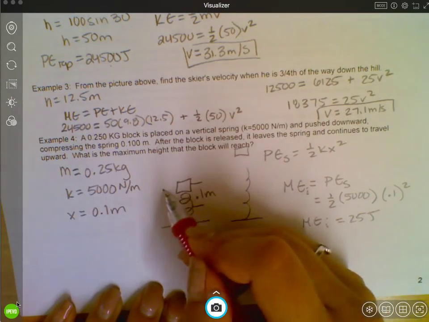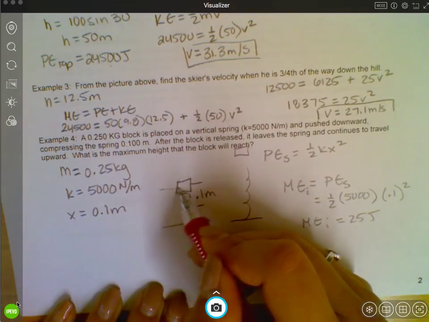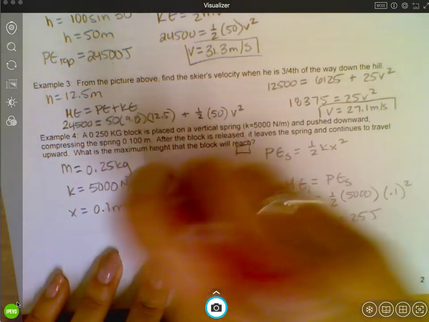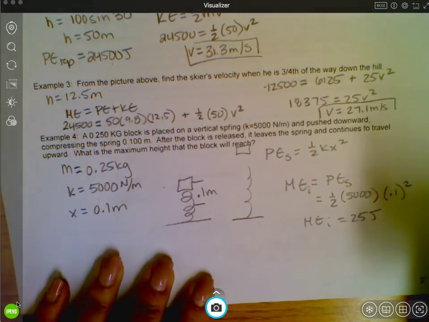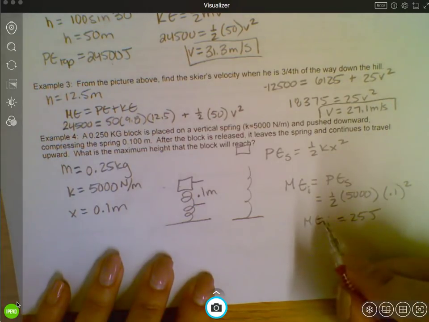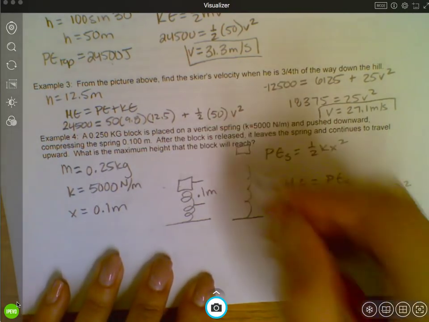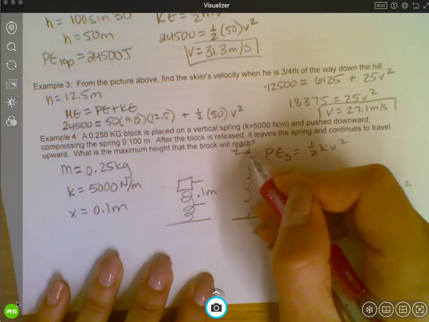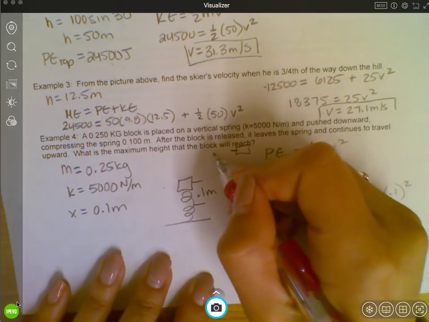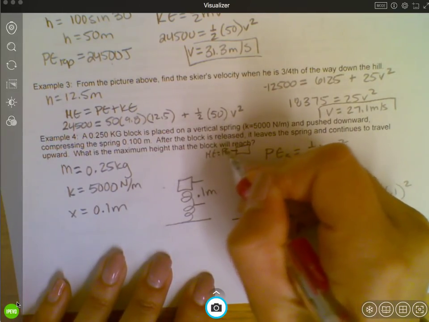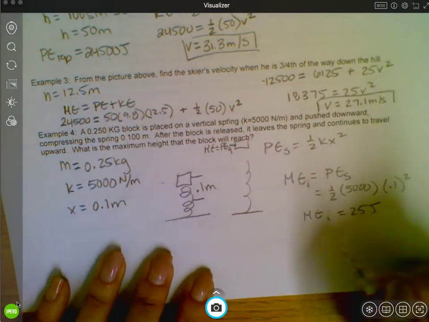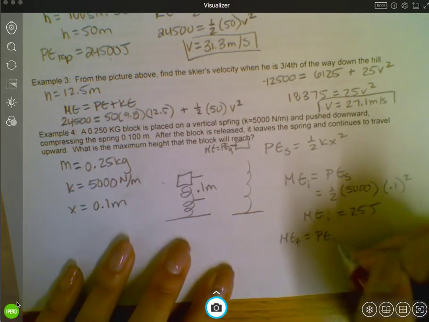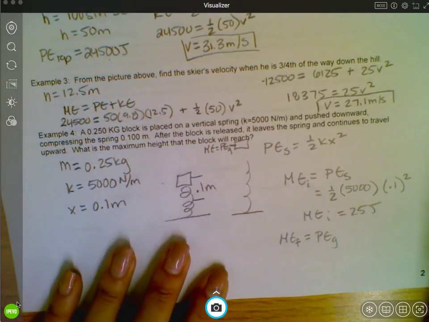We're going to go ahead and ignore this height from here to here. So we actually don't use that. Now, that mechanical energy that is stored in the spring is going to transfer to the block at its maximum height. At its maximum height, it stops moving. We know that from projectiles. So at the very top, the mechanical energy is equal to gravitational potential energy based on the height. So now the mechanical energy final is equal to the potential energy stored as gravity or as height.